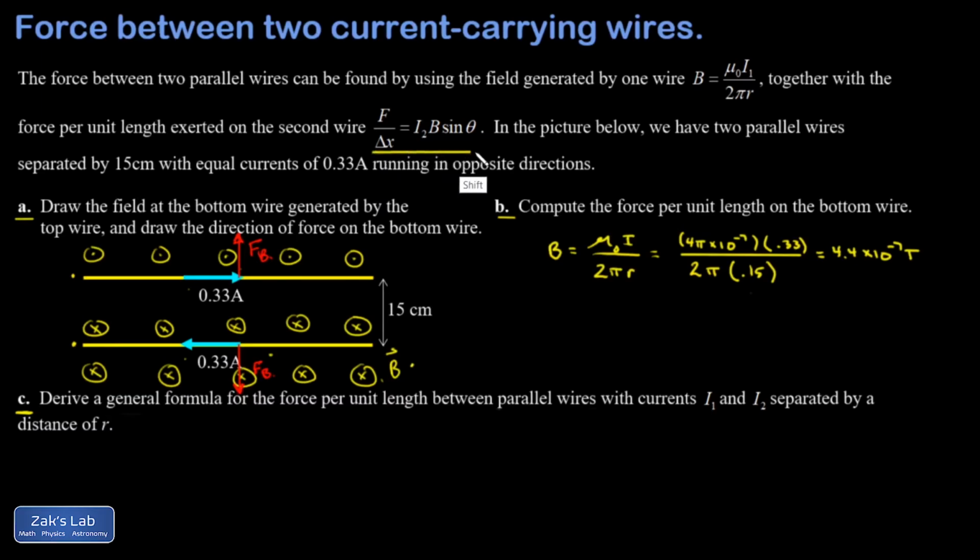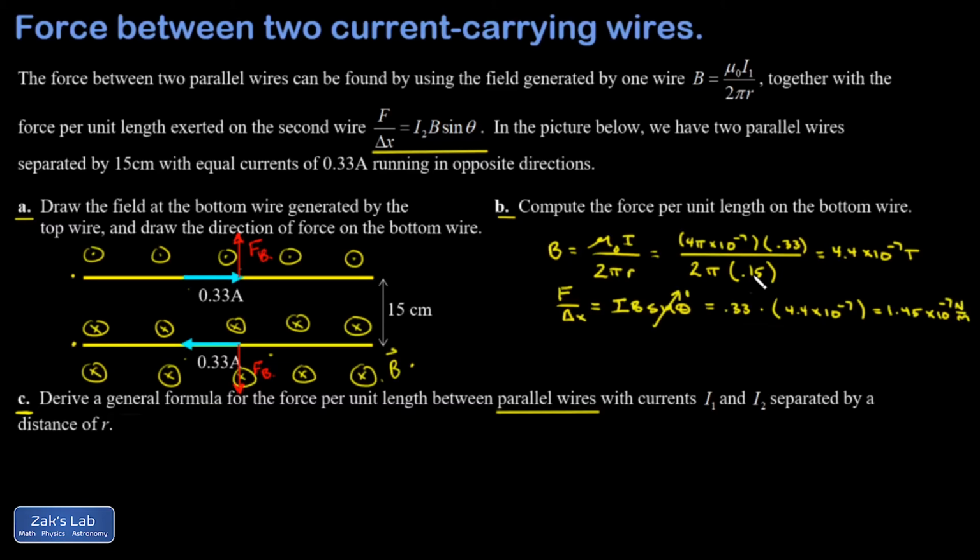Then I move to my force per unit length for the wire that feels the field, and that's given by I, the current in that wire, times the magnitude of the field that it's feeling, times the sine of theta, where theta is the angle between the direction of the current and the direction of the magnetic field. Well, this current is perpendicular to the magnetic field, and that's always going to be true when the wires are parallel. That means theta is 90 degrees and the sine of theta is 1. And this will even be true when we do the general derivation down here. We're talking about parallel wires, so that angle is always going to be 90. So to 3 sig figs, I get 1.45 times 10 to the negative 7 newtons per meter of wire.